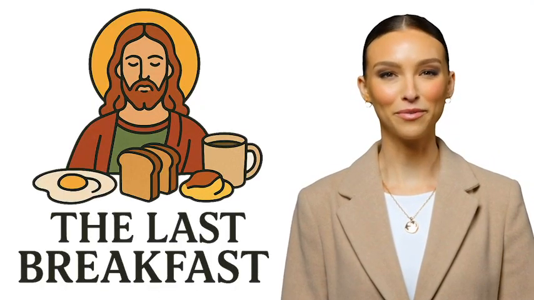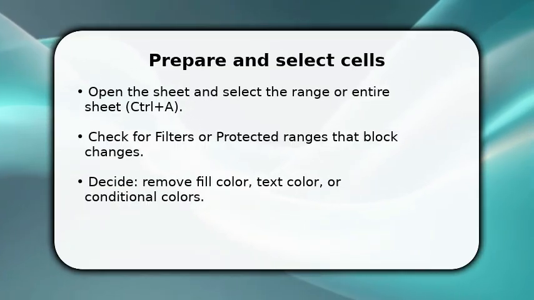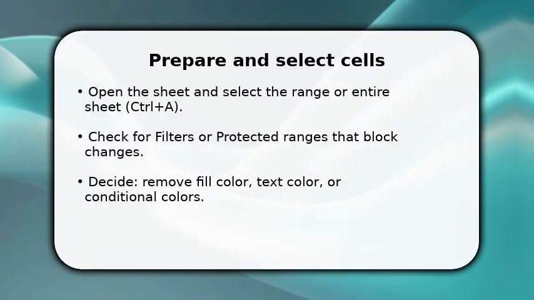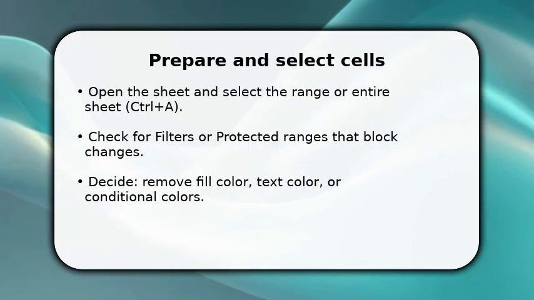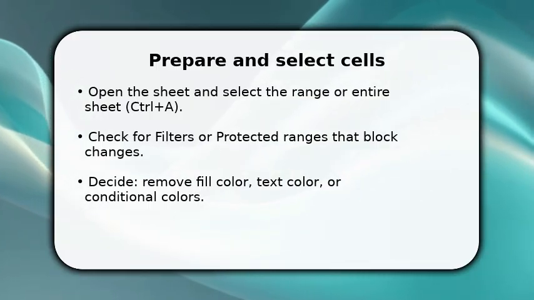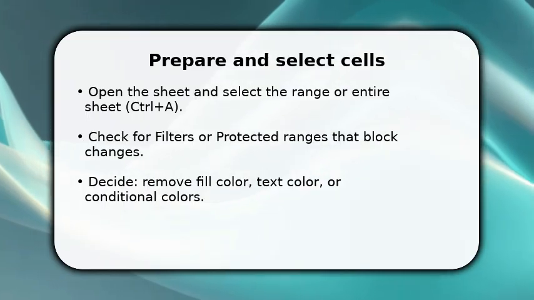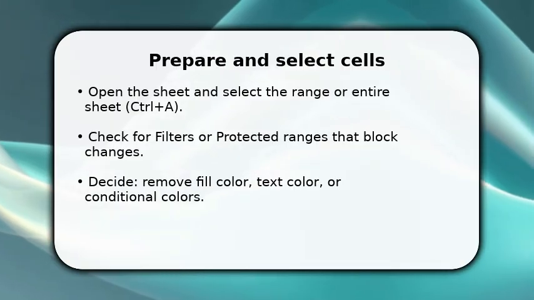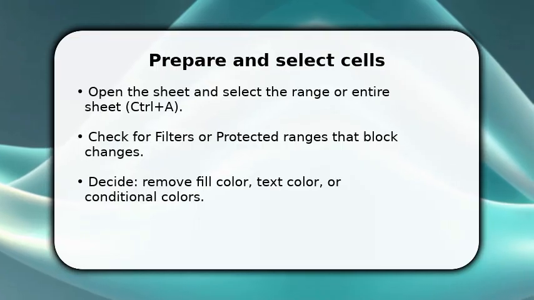Please enjoy the video. You start by selecting exactly what you will change: a range, a column, or the whole sheet. Use Ctrl+A to grab everything quickly. Once done, make sure filters are off and no protected ranges prevent edits. You also need to decide whether you are removing background fill, font color, or conditional formatting colors, because each requires a slightly different tool. Now that selection and intent are clear, move to the Format and Fill tools.